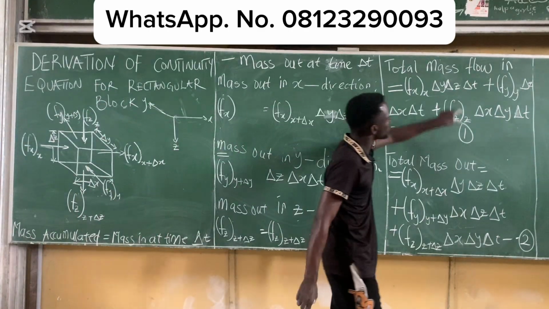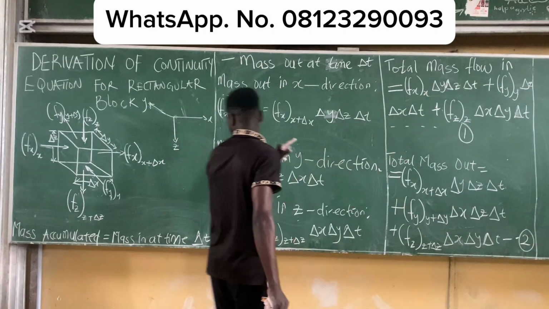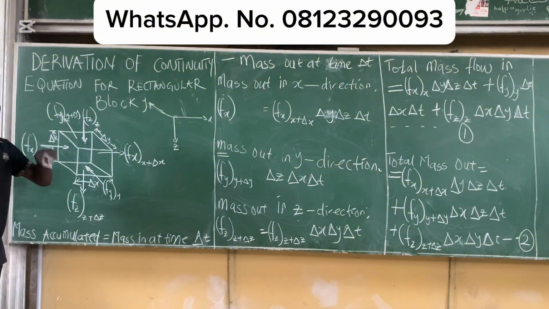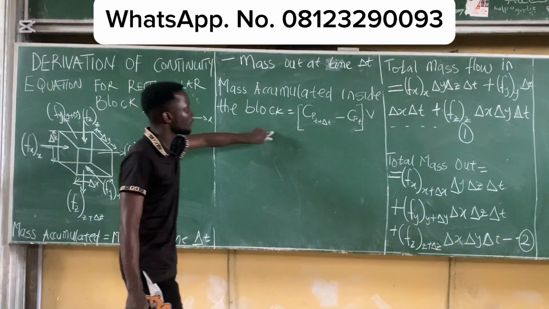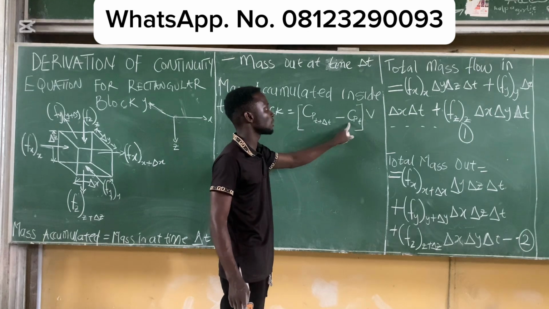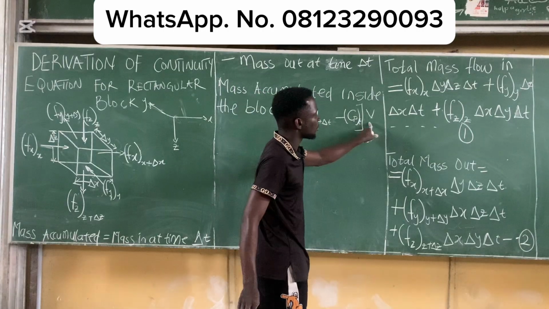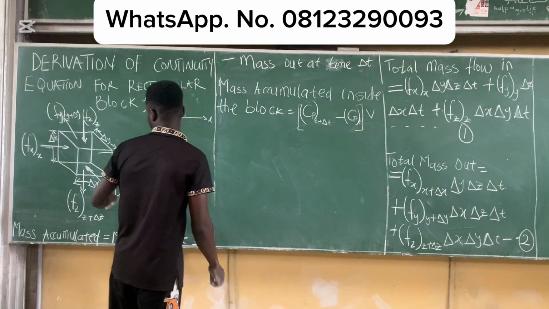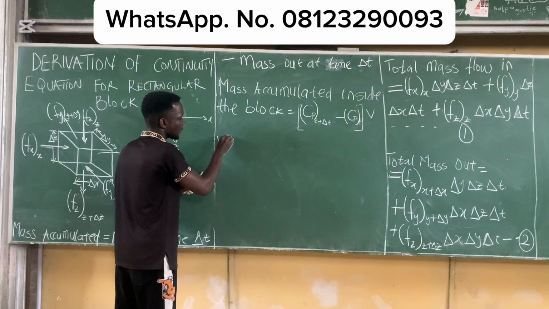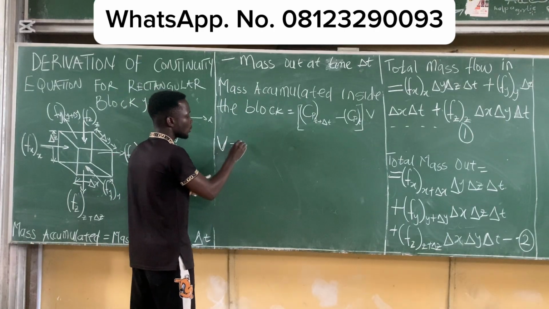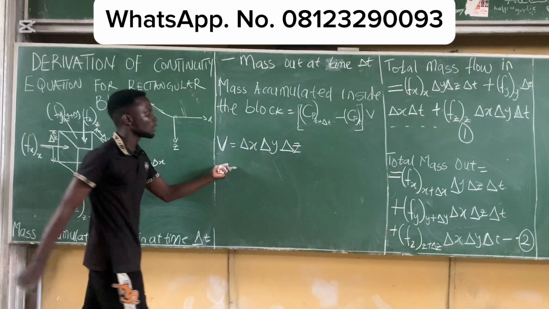at time t, which is this one here, and we also have the mass at time t, which is this one. The one that's remaining for us now is to get the mass that is what? Accumulated inside the block. Accumulated inside the block is given as Cp t plus delta t minus Cp at t. Then multiply by the volume of the block. In this case now, since our block has 3 sides, the volume of this particular rectangular block will be equal to delta x, delta y, and delta z.